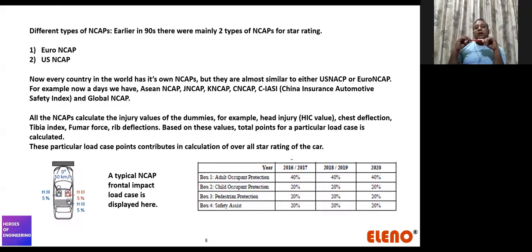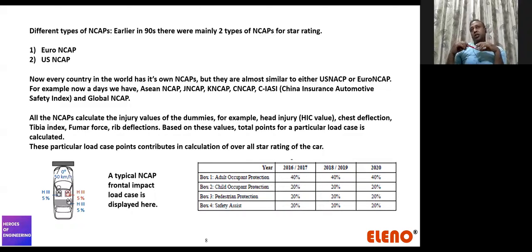Now, I move further. All NCAPs, as I told, are actually calculating the injury values in the dummy. For example, injury values, what I mean, I will tell you. Most of the guys are working in subsystem analysis. One example of a subsystem is the seat system analysis. So for the seat system, you can think in this way: in frontal impact, the dummy is on the seat, belted, and you apply a pulse and just shoot, okay?